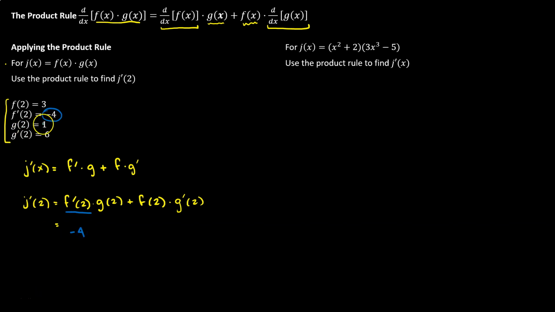G at 2 is +1, so G at 2 would become +1. So we have -4 times 1 to start with. Then we need F at 2, which is equal to 3, so we'll replace F at 2 with 3, bring down our plus sign, multiplication, and then the last thing we need is G prime with 2 plugged in, which is 6, so we replace G prime with 2 plugged in to be 6.